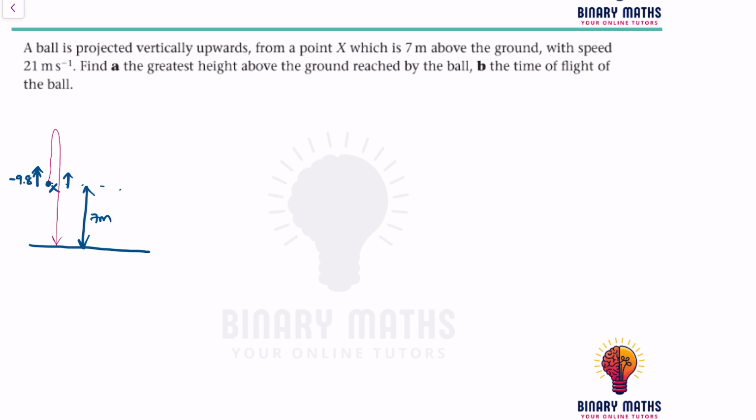We draw a single arrow to represent the velocity, which is positive 21 in this case. So the velocity can be positive and the acceleration can be negative. It just means it's slowing down. Okay, so we've got that labeled now.